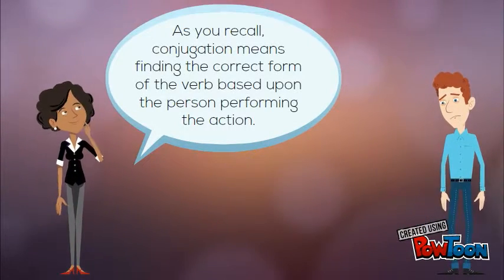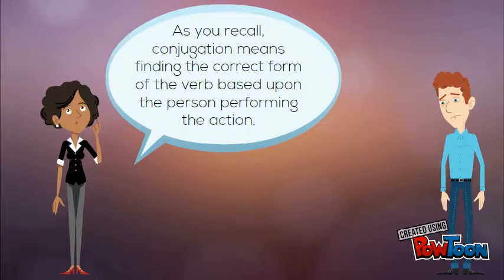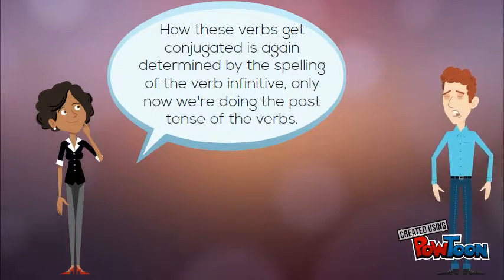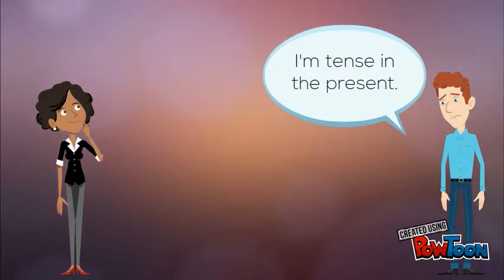As you recall, conjugation means finding the correct form of a verb based upon the person performing the action. How these verbs get conjugated is again determined by the spelling of the verb infinitive, only now we're doing the past tense of the verbs, not the present tense.